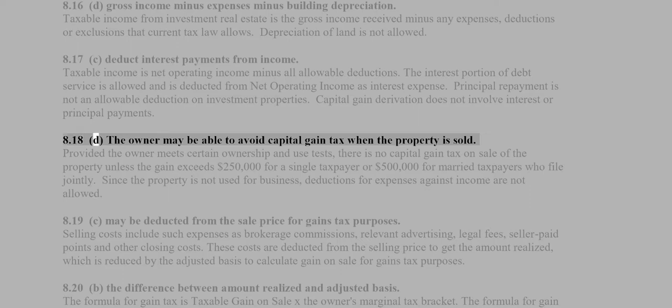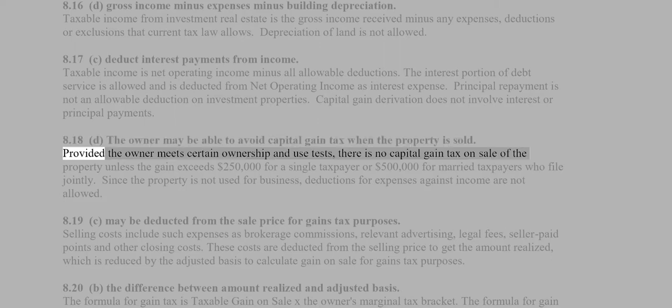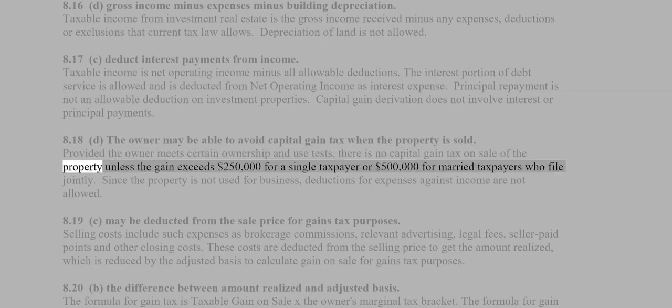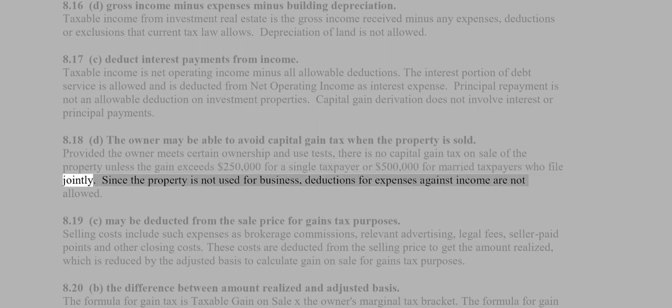8.18, D. The owner may be able to avoid capital gain tax when the property is sold, provided the owner meets certain ownership and use tests. There is no capital gain tax on sale of the property unless the gain exceeds $250,000 for a single taxpayer or $500,000 for married taxpayers who file jointly. Since the property is not used for business, deductions for expenses against income are not allowed.